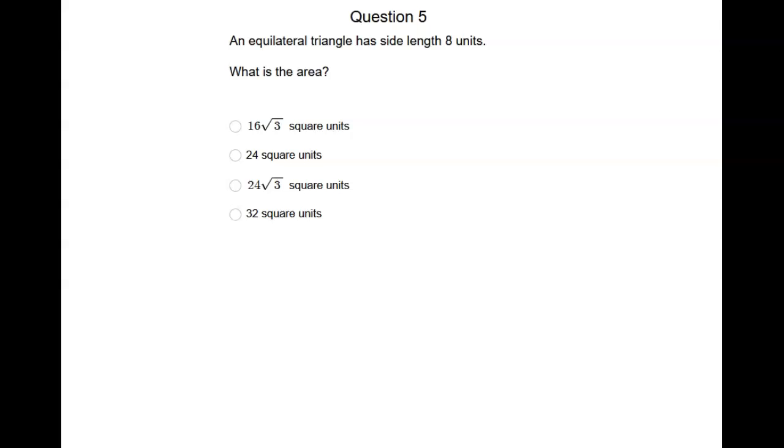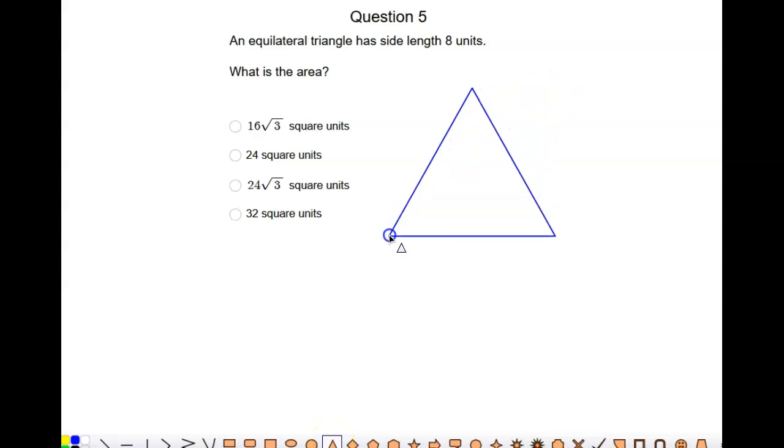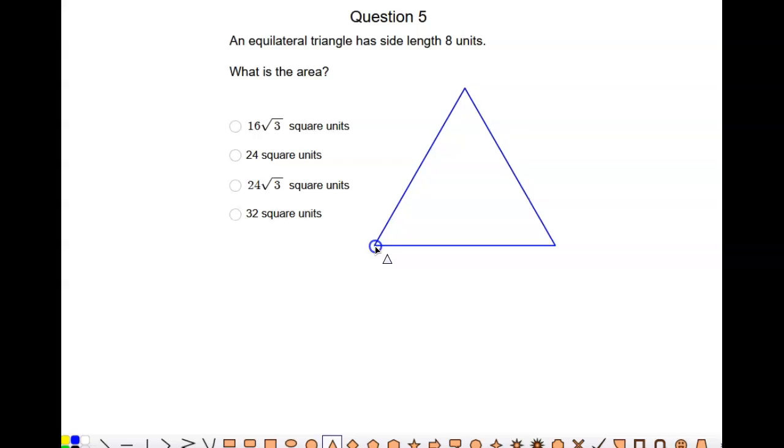Question 5. An equilateral triangle has side length 8 units. What is the area? So I'm going to draw my famous equilateral triangle here. Perfect, right? Yep, thought so.